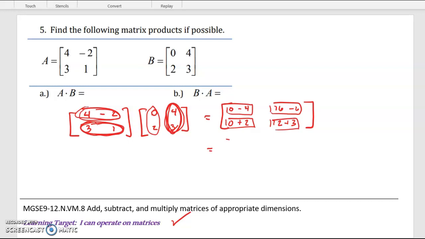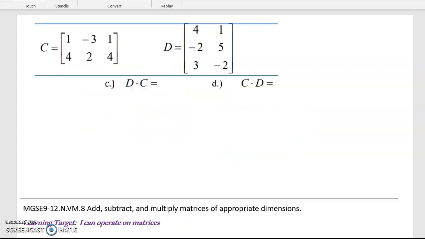Okay, so 0 and negative 4 is negative 4. 16 and negative 6 is 10. 0 and 2 is 2. 12 and 3 is 15. Final answer. Okay, so that's part A. I'll let you try part B on your own.